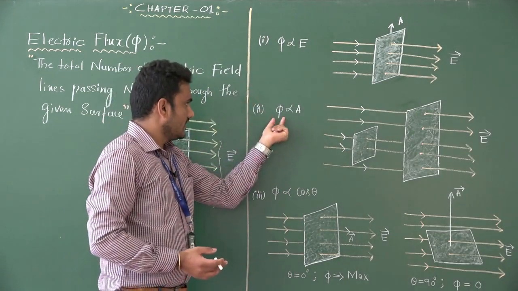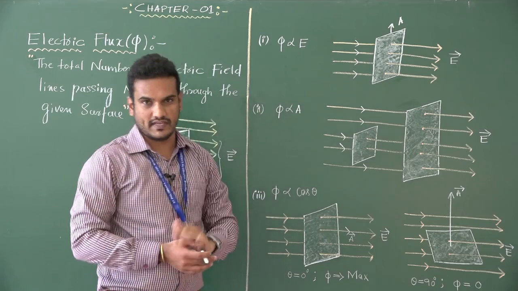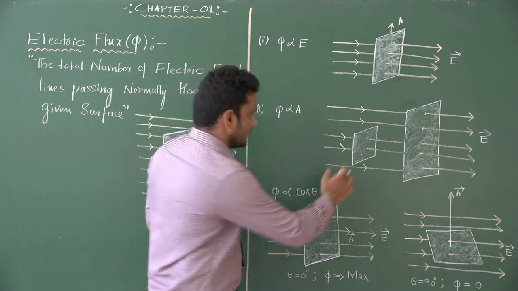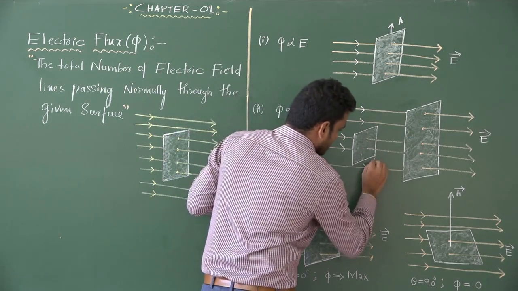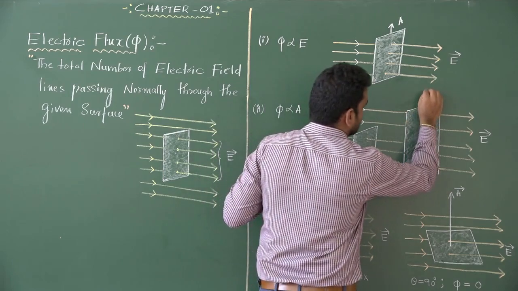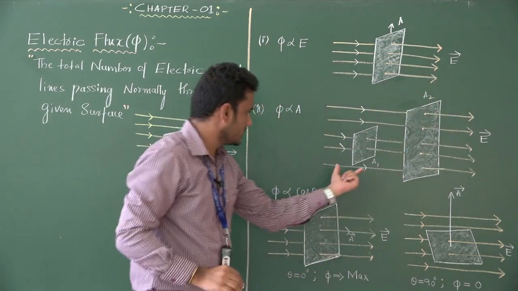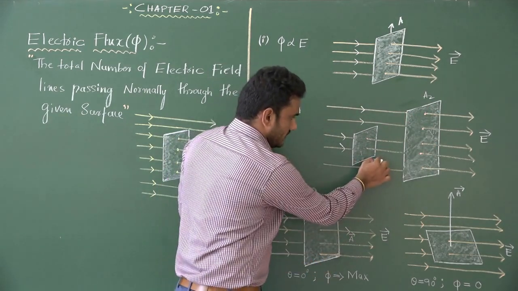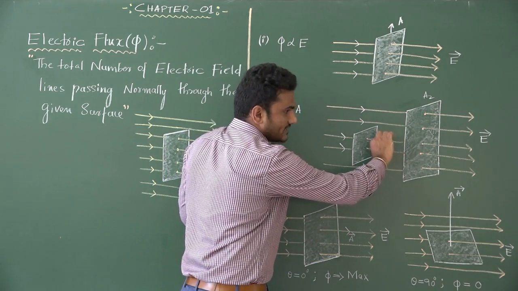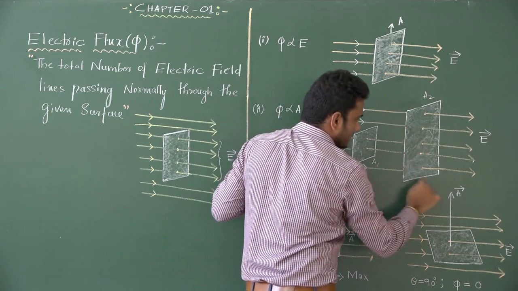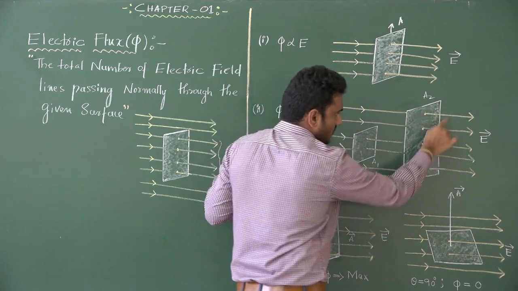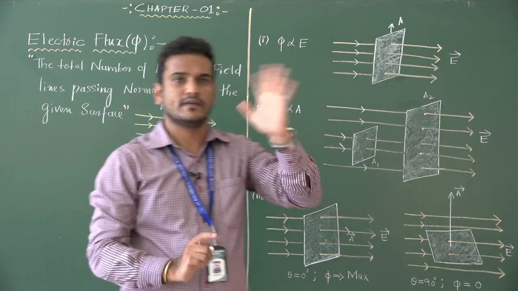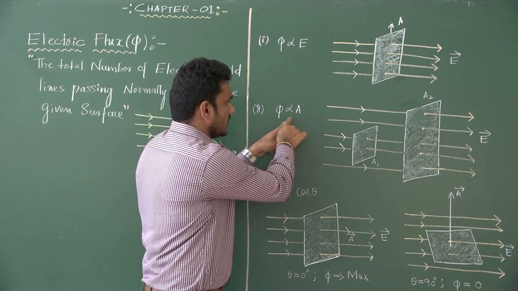See the second step. Electric flux is proportional to surface area. Electric flux also depends on surface area. See here I consider 2 surface areas. For this I can give a name as A1, and for this A2. A1 is small compared to A2. Through A1 only 2 electric field lines are passing. Through the second surface, 1, 2, 3, 4, 5, there are 5 electric field lines passing, which means it is directly proportional to surface area.